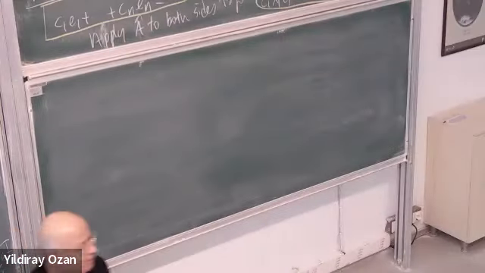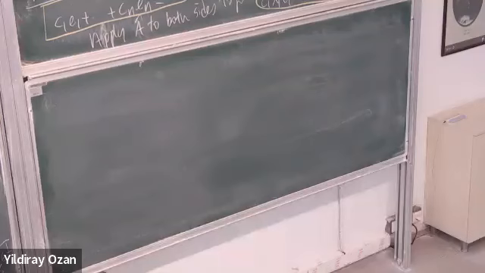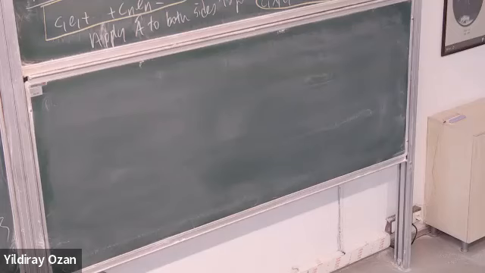Okay. What makes it an ideal? It is closed under multiplication by arbitrary ring elements. So, if you have an element in the ideal, and you multiply that element with any element of the ring, you still get an element in the ideal. Okay, that's actually the important distinction between a subgroup and an ideal.